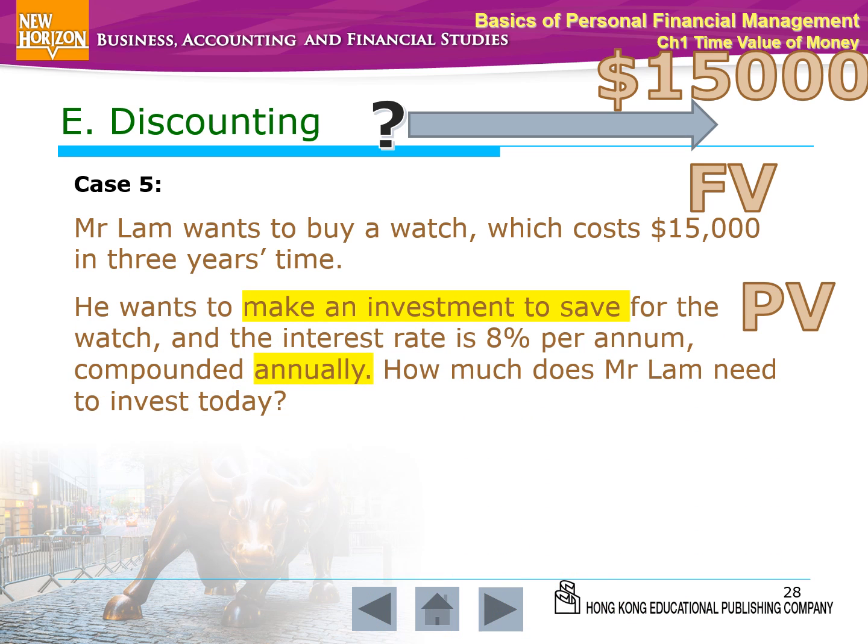So he wants to make an investment to save for the watch. You should note that he wants to make an investment to save. It means you are asked to find the present value. Okay, the present value of $15,000. So we make use of the formula. $15,000 over discounting, 1 plus 8% to the power 3. 3 years of time. So we find 11,000.